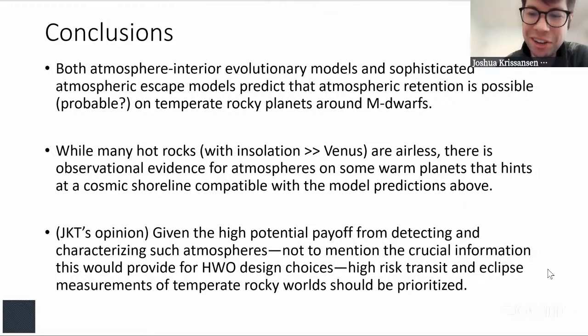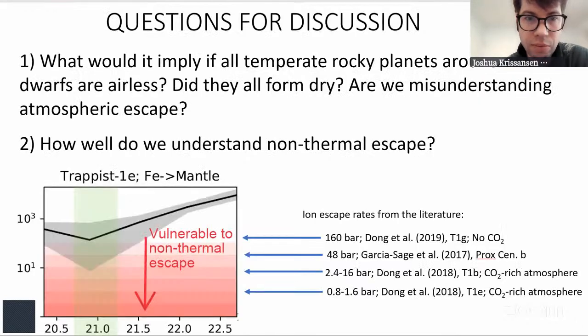And okay, this is entirely my opinion now, this third bullet point, but I would argue that given the high potential payoff from detecting and characterizing these atmospheres, as well as the information that they would provide for future missions like Habitable Worlds, doing some high-risk transit and eclipse measurements of more temperate rocky worlds is something that we should consider prioritizing. Just to leave you with a few final questions for discussion then, although I'm very happy to take questions on any of the above.